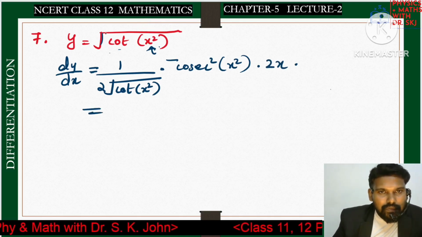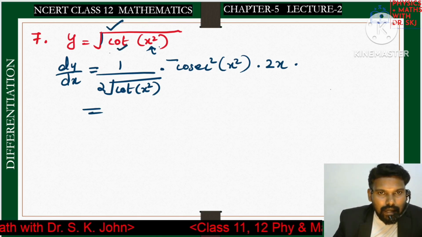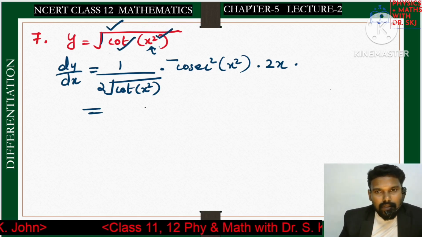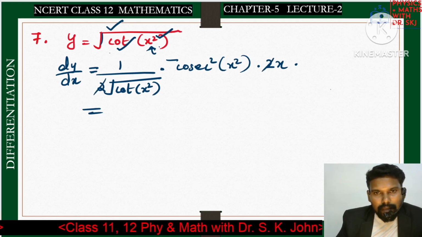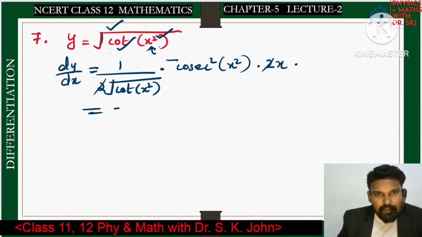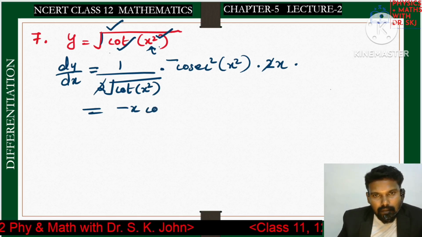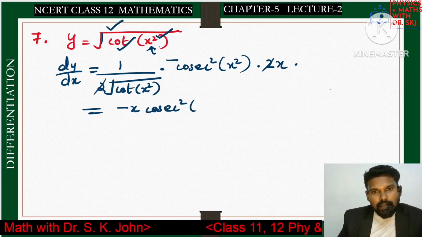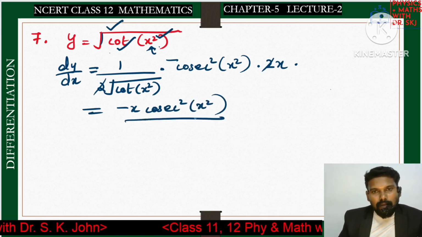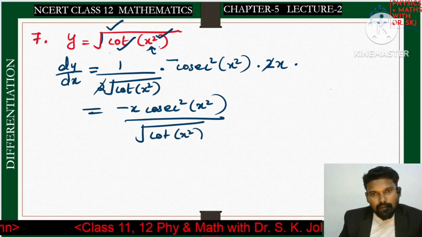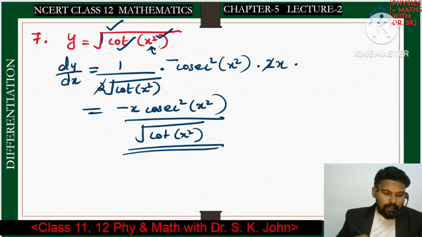So first we differentiated root, then we differentiated cot, then we differentiated x square. So the final answer, this 2 and 2 will be cancelled. The final answer is minus x cosec square x square divided by root of cot of x square. Okay, this is the final answer.